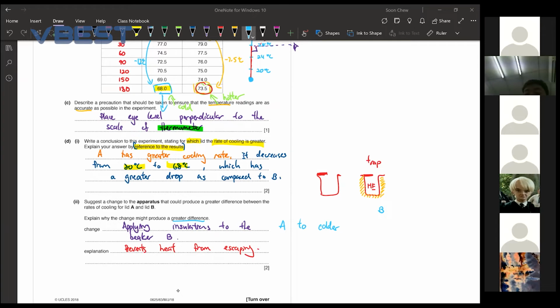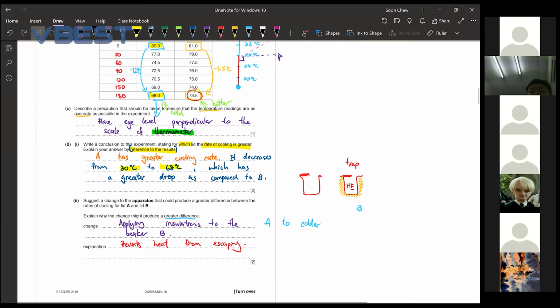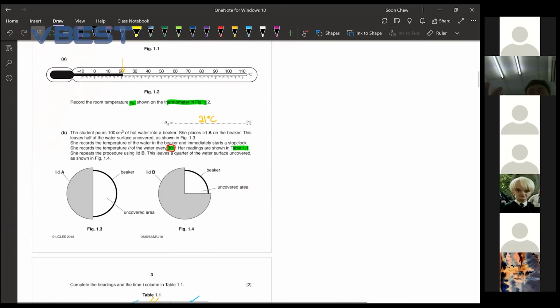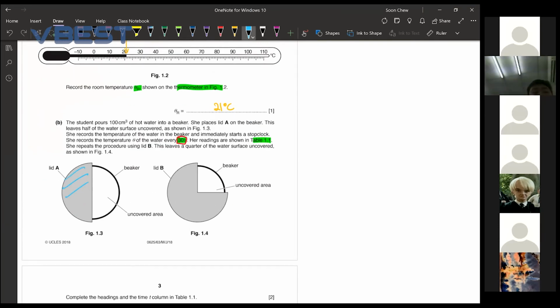What about removing the lid? I don't think you can talk about your lid, because the purpose of your experiment right now is actually to investigate the effects of the lid. So if I remove the lid, it wouldn't serve your purpose anymore. Yes, insulation does not change the apparatus. When we say adding something to or getting something off the apparatus, it is still a change to the apparatus. So addition to it is still okay.